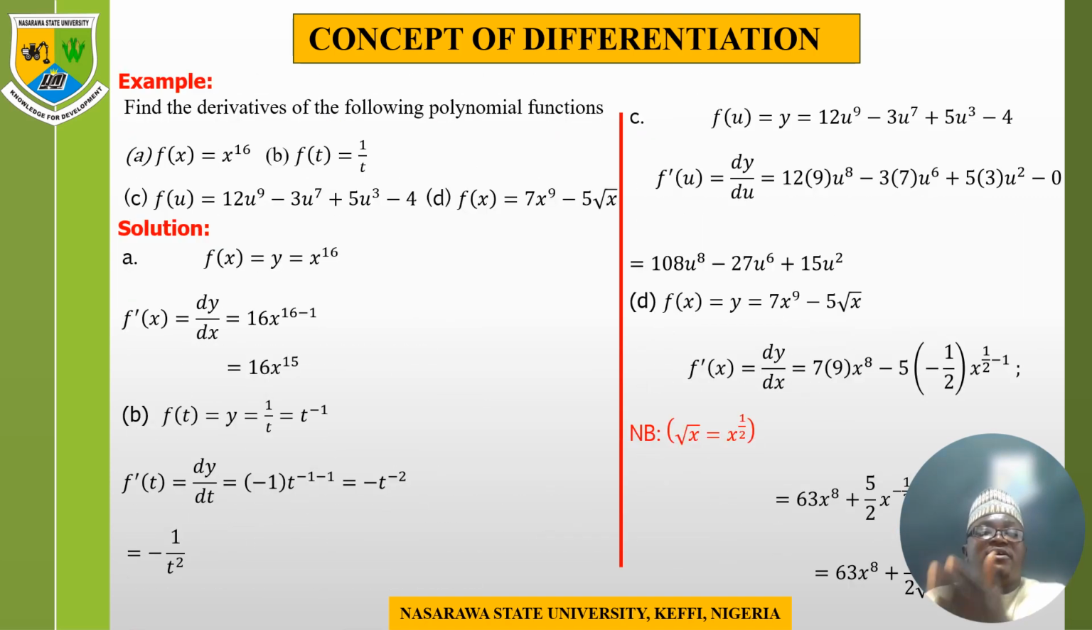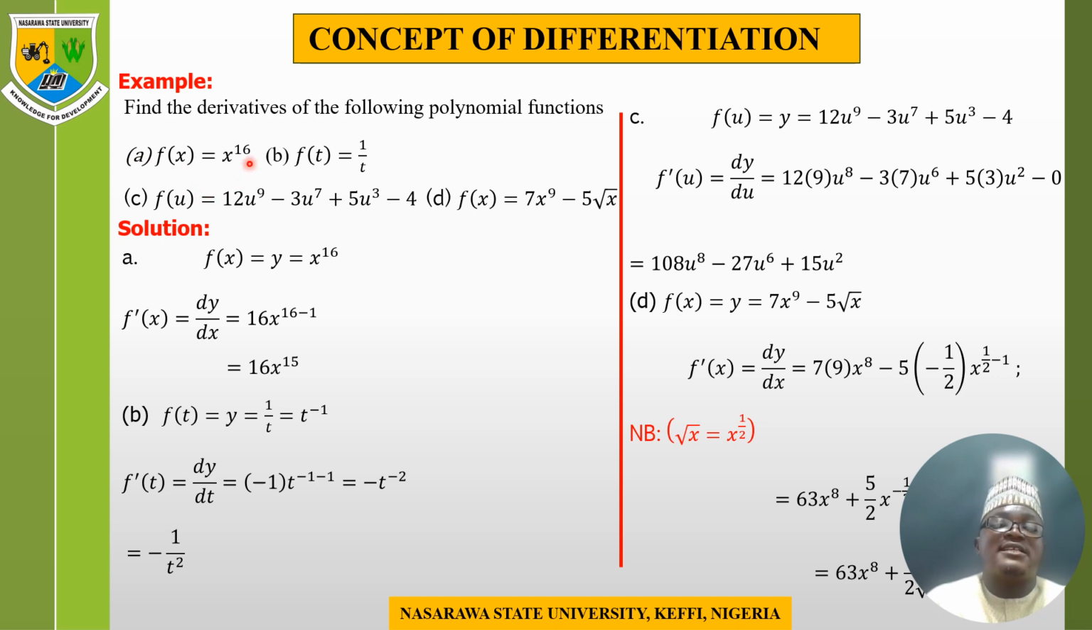Then the next example, again, we are still under the concept of differentiation. This one is a higher order polynomial, a higher order derivative. We say find the derivative of the following polynomial function. Then look at the polynomial function here.